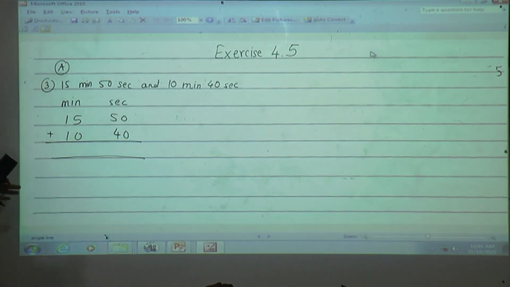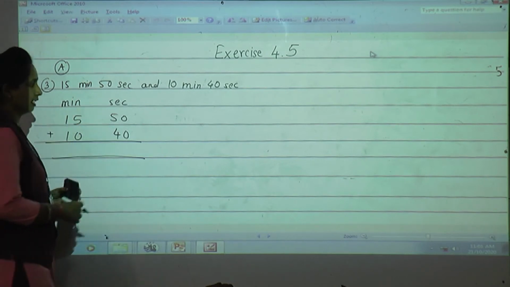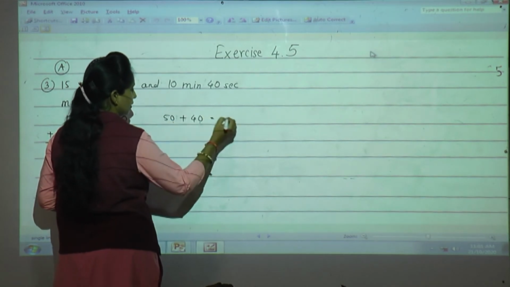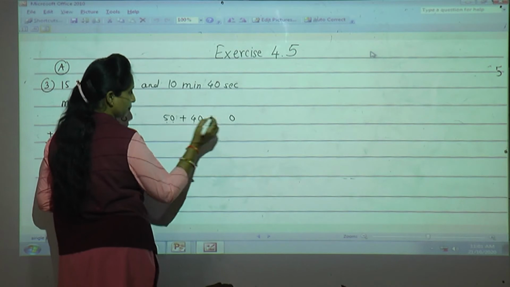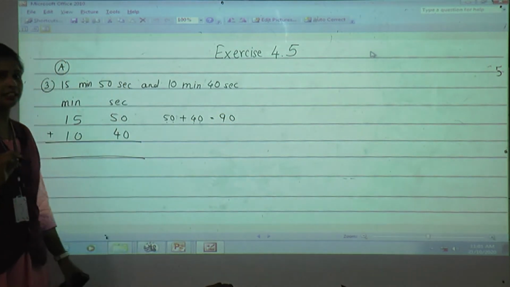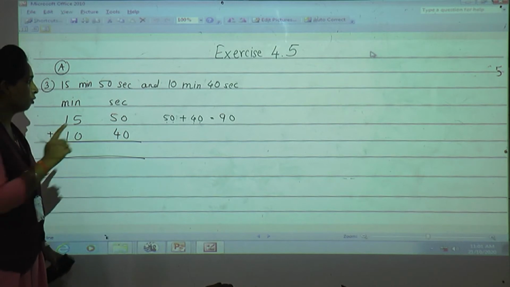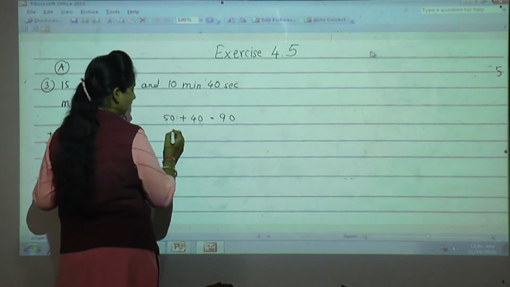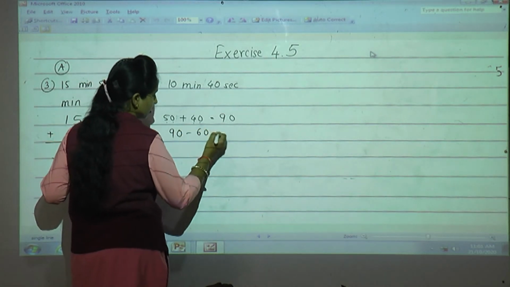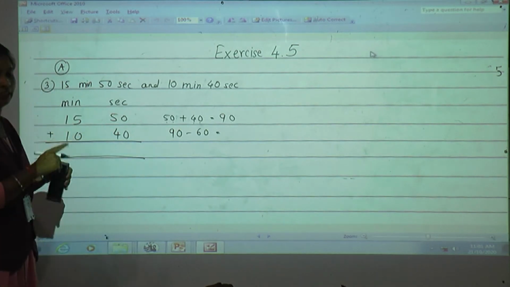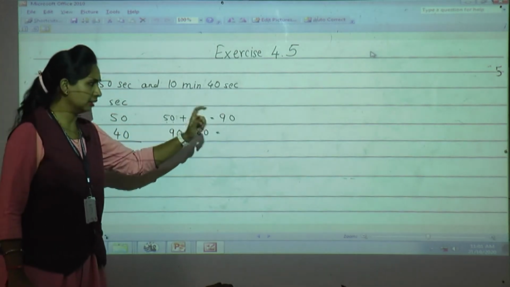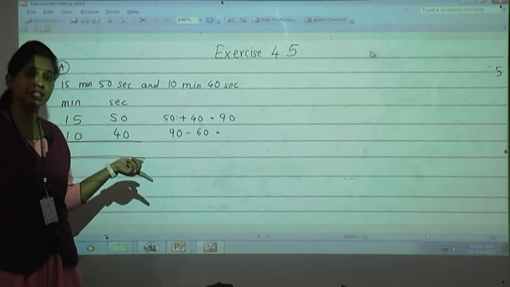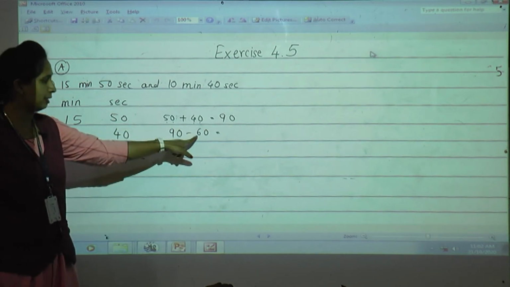Now first, students, you have to add the seconds. Here 50 plus 40. See, in the 1's place 0 and 0 gives 0. In the 10's place 5 plus 4 is 9. Now it is 90, more than 60. You know that 60 seconds means 1 minute. So we need to convert. For that we have to subtract 90 minus 60. Why are we subtracting 60 only? Because we cannot take 90 seconds directly, because in 90 seconds we have 1 minute also. That is, 1 minute means 60 seconds.